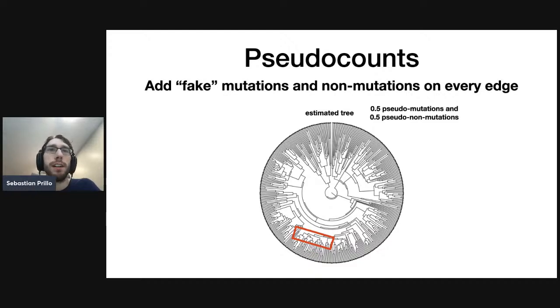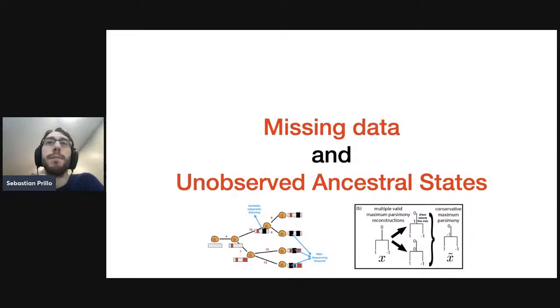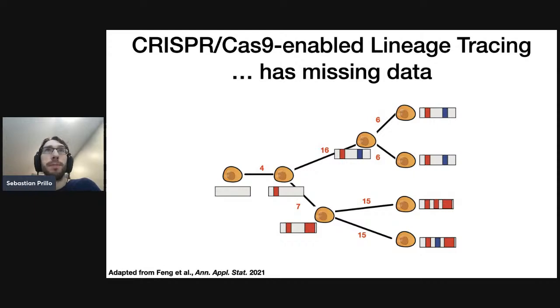So these are 2 really simple ways of regularizing the MLE. But now I want to talk about what I think is the most interesting aspect of this problem and the trickiest to deal with, which is missing data and unobserved ancestral states. So yes, CRISPR-Cas9 enabled lineage tracing has missing data, and quite a bit. This comes from 2 sources. The first one is heritable epigenetic silencing. In this toy example, I'm just silencing one target site in this barcode. But in practice, because this barcode functions as a whole fake gene, the whole barcode is usually silenced. And once this happens, all the daughter cells are going to have this silenced barcode, so we won't get to sequence it.